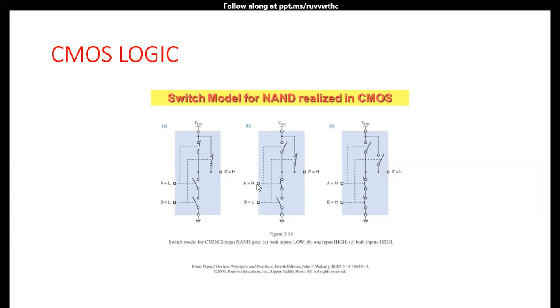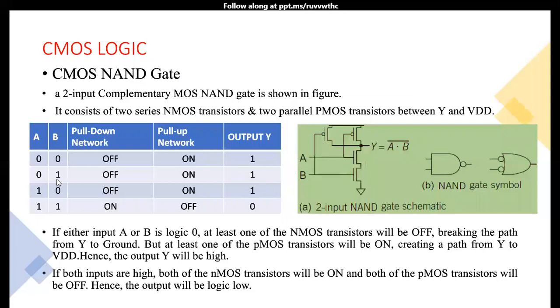If you apply low and high input, that means A 0, B 1, in this case, this PMOS transistor will be on and this PMOS transistor is open, and this NMOS transistor will be open and this NMOS transistor will be on. So in this case, output will be pulled up to the supply voltage through this PMOS transistor. Hence, output will be high in both 0, 1 and 1, 0 conditions.